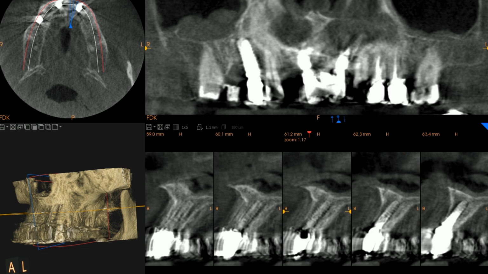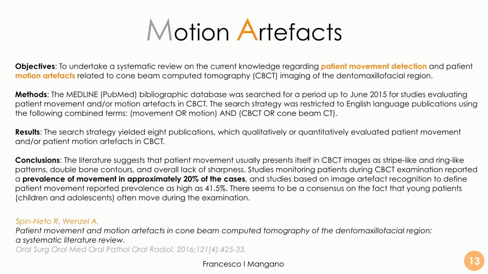When the patient is not correctly positioned, then he or she can move, and this is a problem because, as you can see, the overall quality of the radiograph can decrease. I have considered some articles in the literature about motion artifacts, and I found that the prevalence is quite high, even if the machines now are much easier to use and more comfortable for the patient, and they have a lot of possible solutions. But anyway, there's a prevalence that is quite high, and patient movement is a really big problem.